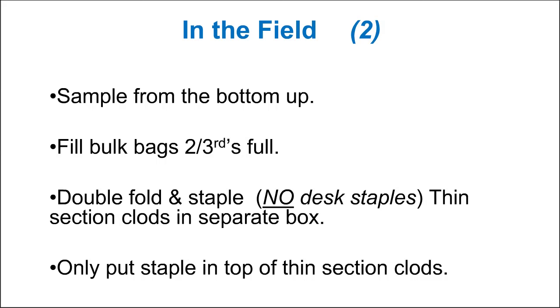The thin section clods need to go in a separate box. The reason for this is in the bullet point below. You should only put a staple in the top of the thin section clods. Do not put staples in the bulk density clods. And when clods come in all mixed up in the same box, we have to hunt for staples to try to figure out which is what. And we have little metal detectors and things of that nature, but it still takes quite a bit of time, and 2 or 3 people may have to look at it to decide, yes, there really is a staple somewhere over there under the saran.